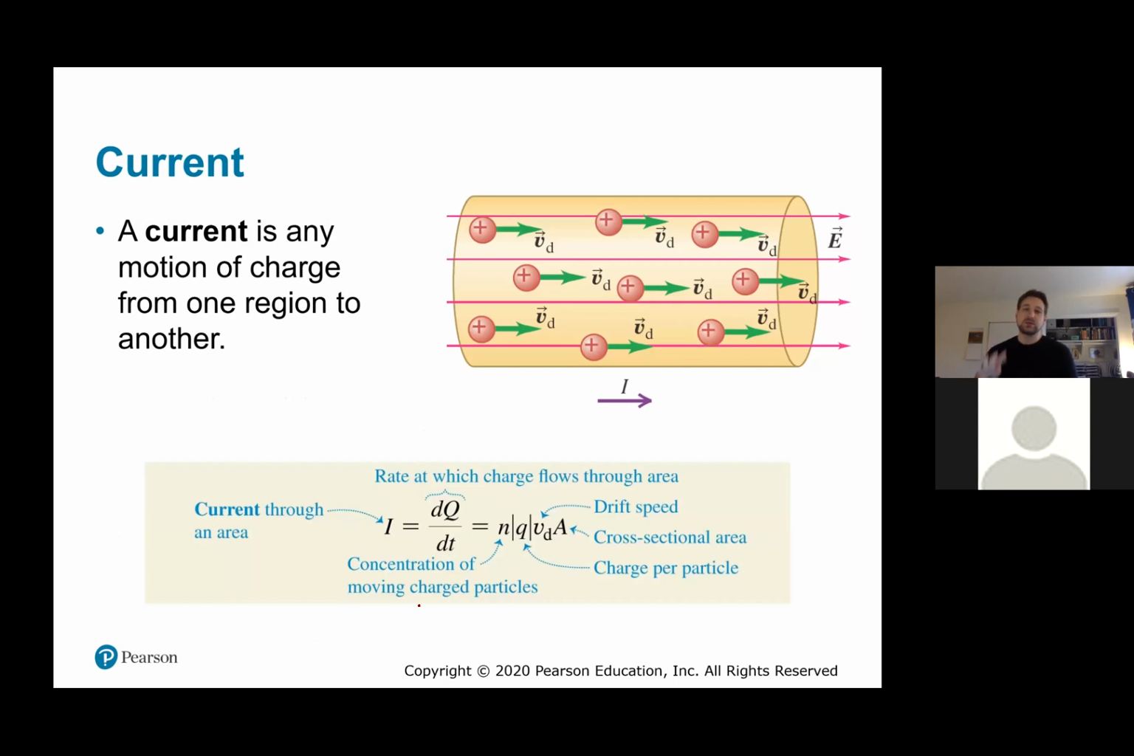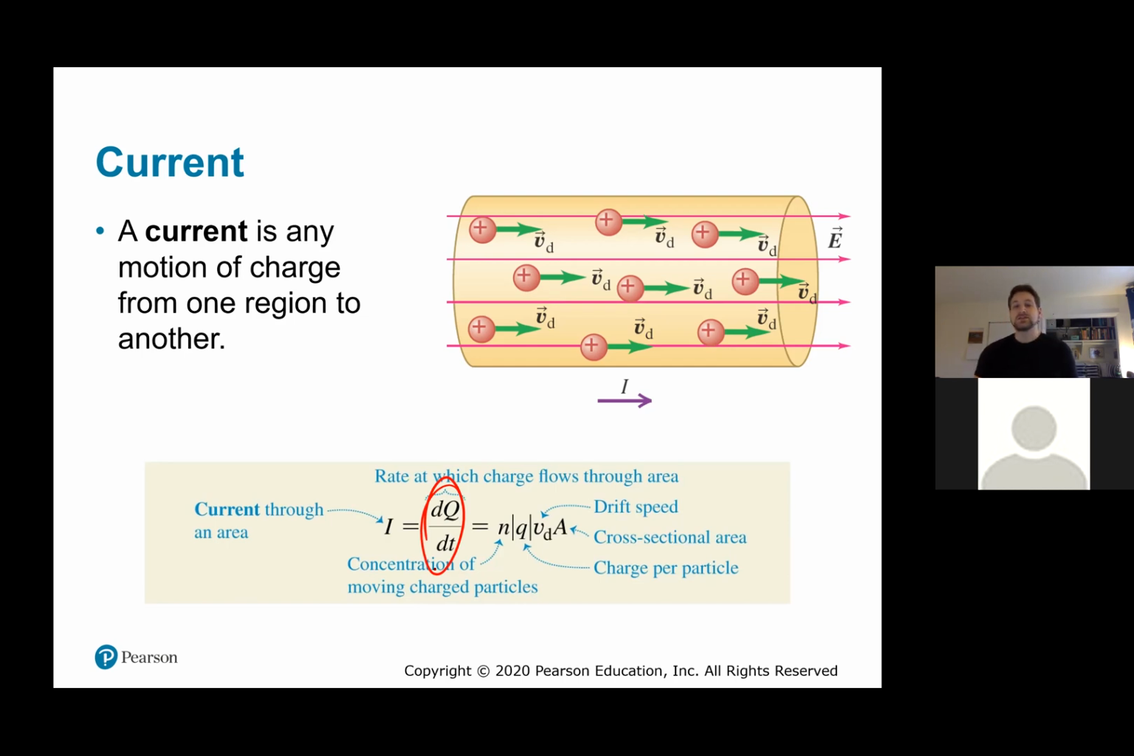Just like we did when we started with electric charge and field in the first place, we have some definitions to cover. That's basically what this lecture is about, defining some things. Current is a motion of charge from one region to another: how much charge flows through a particular region divided by how much time it takes. The rate at which charge flows, that's current by definition.